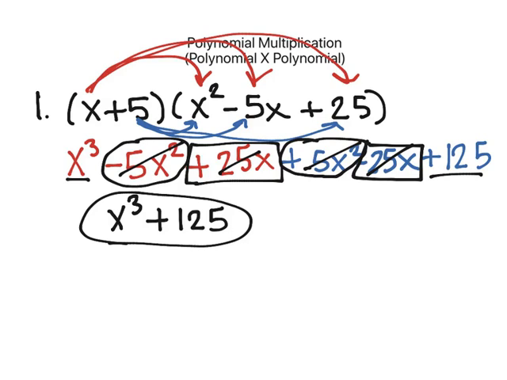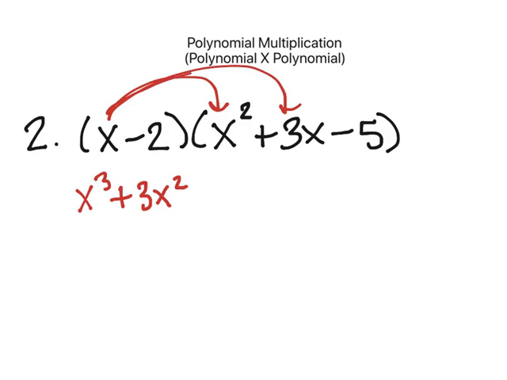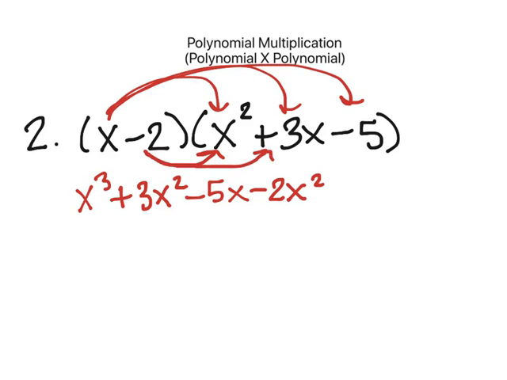Let's try number 2. Okay, again, just think of the distributive property. So let's distribute this x. X times x squared is x cubed. X times 3x is positive 3x squared. And x times negative 5 is negative 5x. Let's go underneath. Negative 2 times x squared is negative 2x squared. Be careful, it's negative 2 as I multiply.